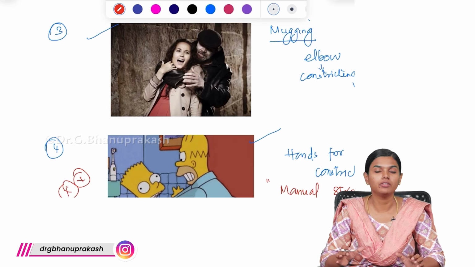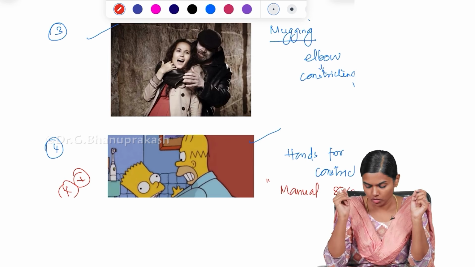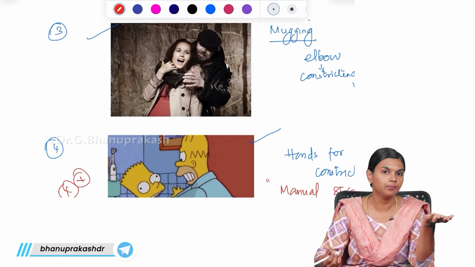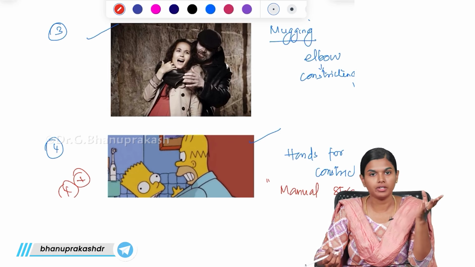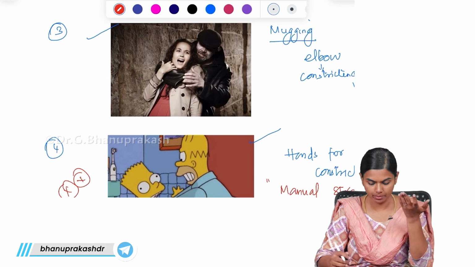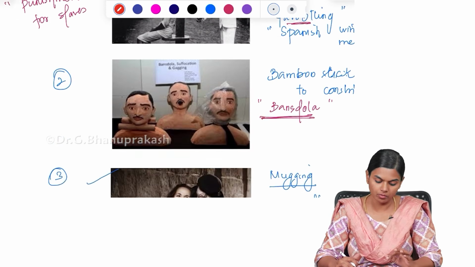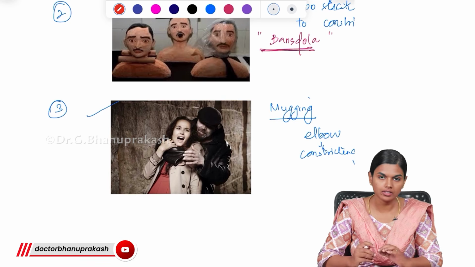So, what they will do? They will use the hand, they will use the palms to constrict the neck. So, this is manual strangulation, otherwise known as throttling. So, these are the types of strangulation. Hanging, you had very simple 2 types: typical, atypical, complete, incomplete. But in case of suffocation, you have all these types, which each and every photo will be asked as a spotter, or it will be given separately as a 2 mark question also.